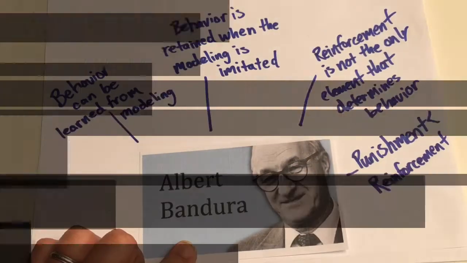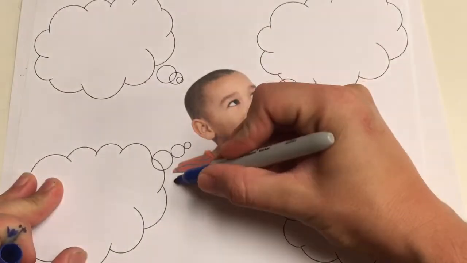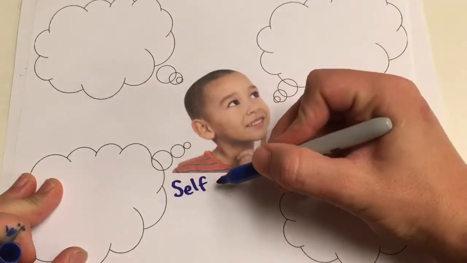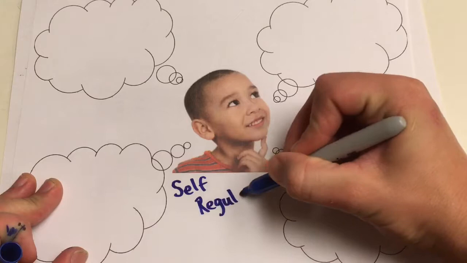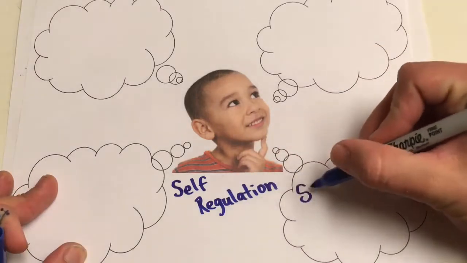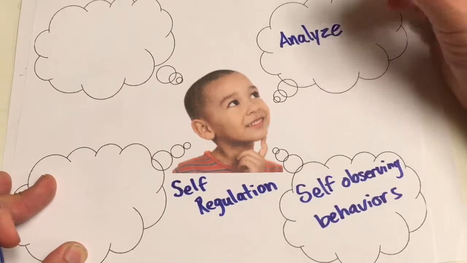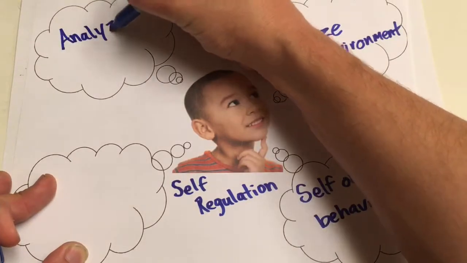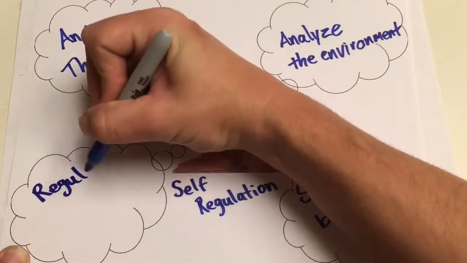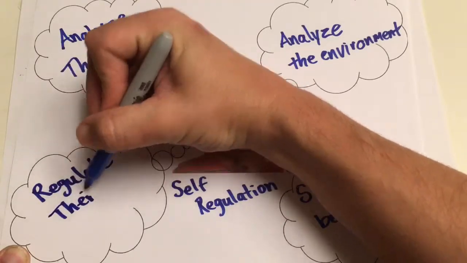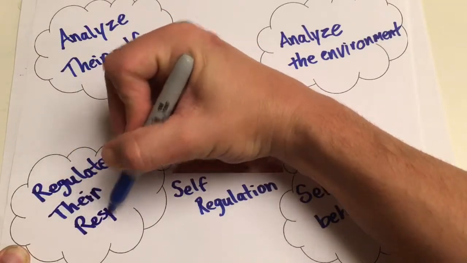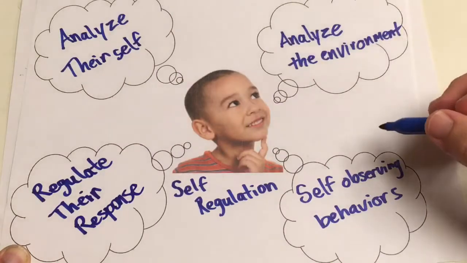Bandura also determined that we can control our own behavior through self-regulation. Self-regulation consists of a person self-observing behaviors, a person analyzing their environment, a person analyzing their self, and a person then metering their response to achieve the goal of a behavior. This, of course, happens almost instantaneously and subconsciously.